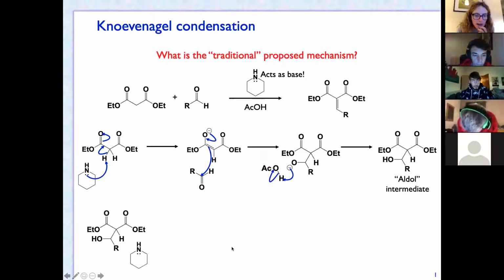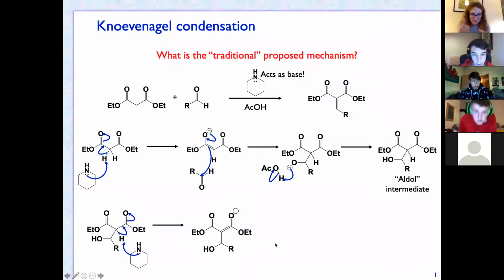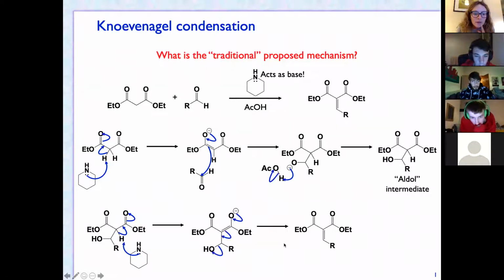Okay, so we have our base. What does it do now? It takes the alpha proton, and then the double bond forms and you lose H2O. Sorry, you make the enolate. Right. And we have the formation of our product.